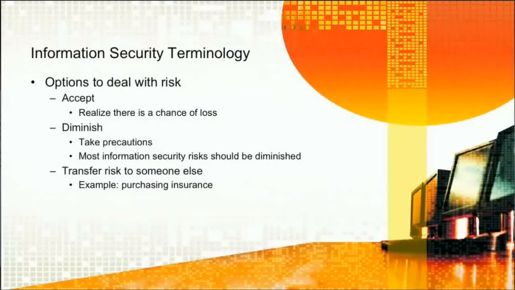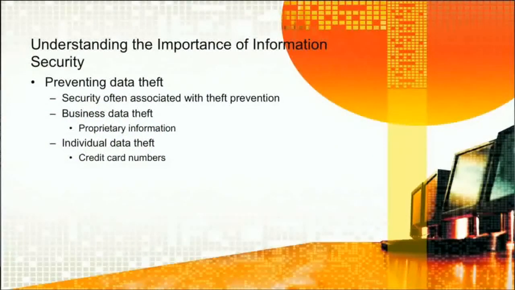When looking at different avenues to mitigate our risk, we have several different options. We can just accept the risk, realize that there is a chance of loss. We can try to diminish the risk, take some simple precautions and sometimes not so simple precautions to protect the asset. We can transfer the risk to someone else, for instance, getting insurance, you can call Nationwide or Geico or Allstate, or we can work in prevention.